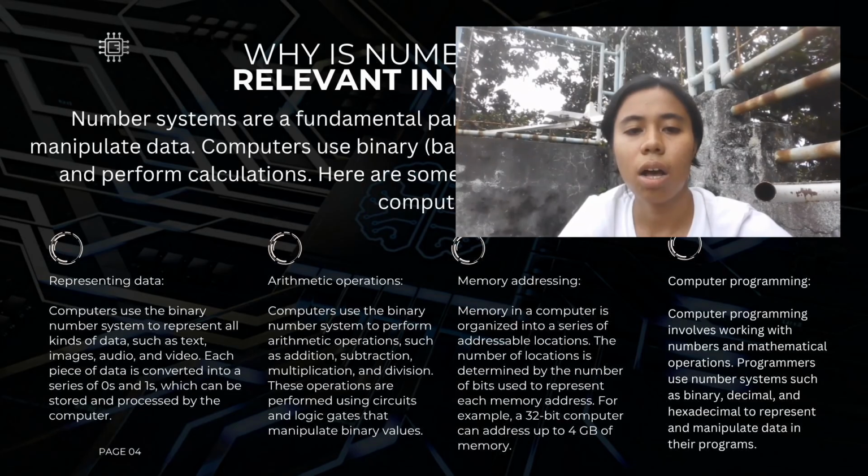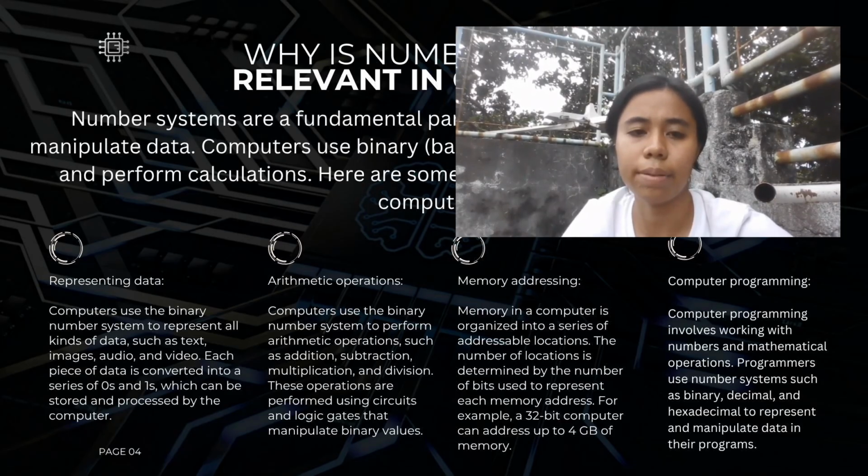Second is computer programming. In programming, numbers are used to create and control computer operations. Programmers use number systems like binary, decimal, and hexadecimal for representing data. Third, data representation. Computers turn all information like text, pictures, and sounds into 0s and 1s, binary. This helps the computer store, process, and display data properly.